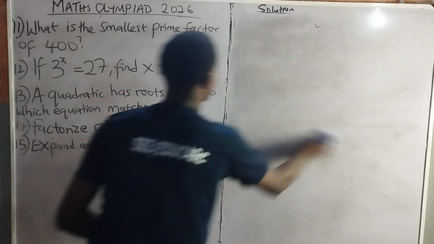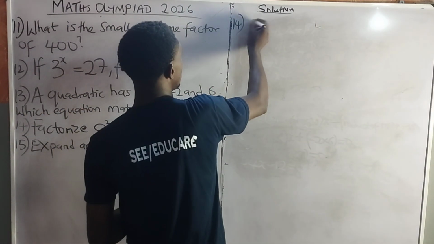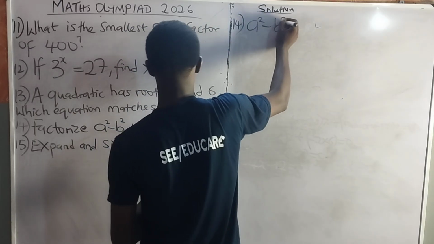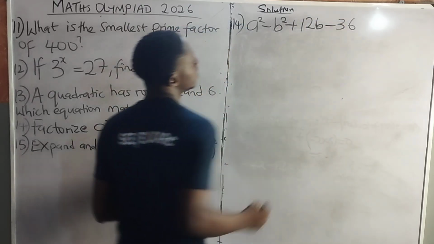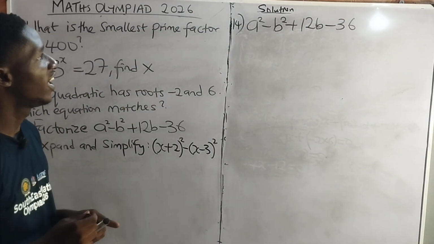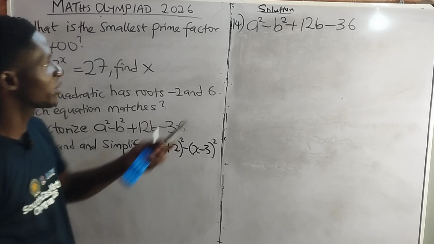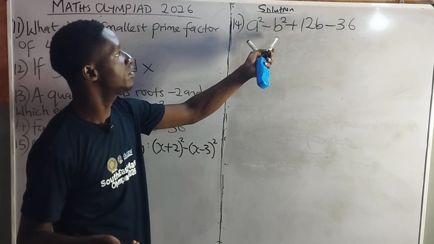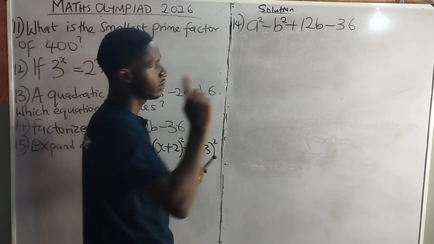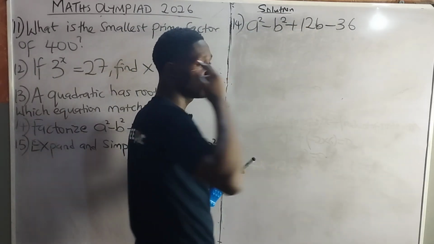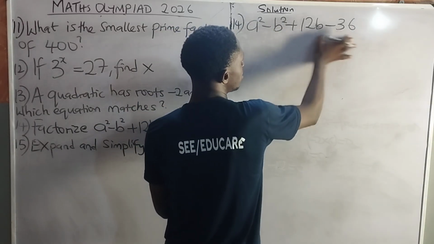So we go to number 14. We have: factorize a square minus b square plus 12b minus 36. So this is kind of, how will I put it, mind-blowing. Why do I say that? Because we have a square. You may be tempted to do difference of two squares here, but look at this. We have b here. So this is showing you that there's a clue here. Let me extract this one here.